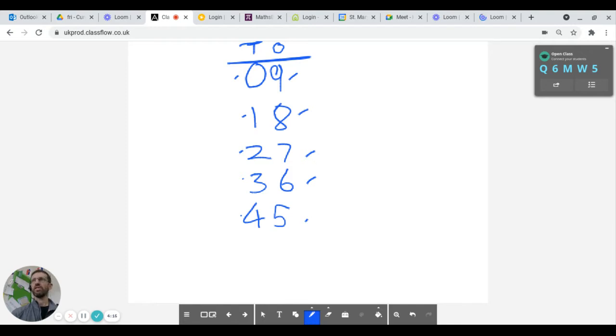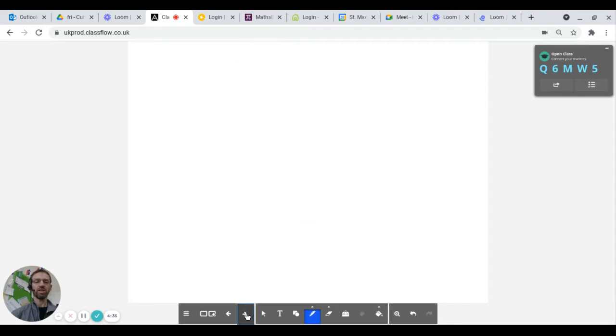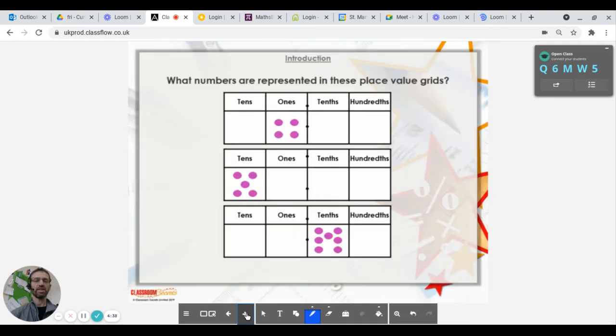So just count the 9 times tables forwards up to 12 times 9 and backwards down to 0 times 9. Pause the video while you do that now. If you can do it facing somebody, if there's somebody there in the room with you, try and do it without looking at the screen. Well done. Let's look at division by 10 today.